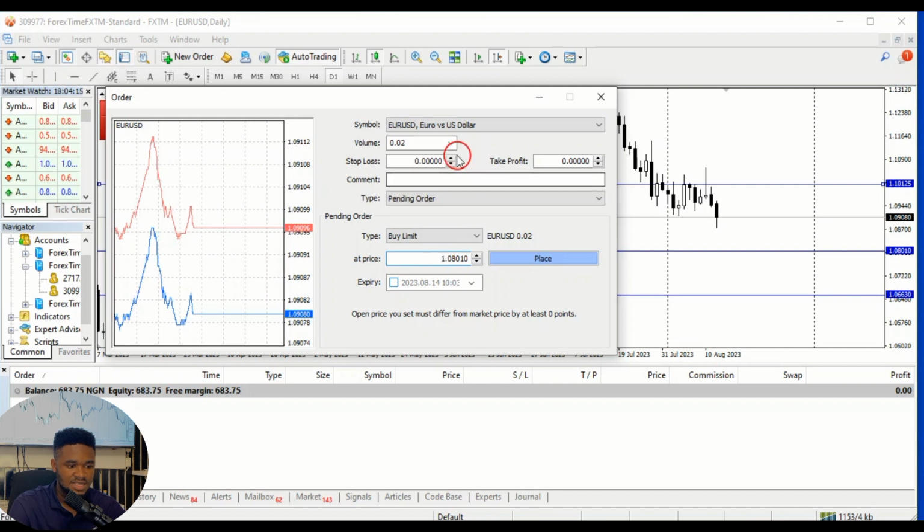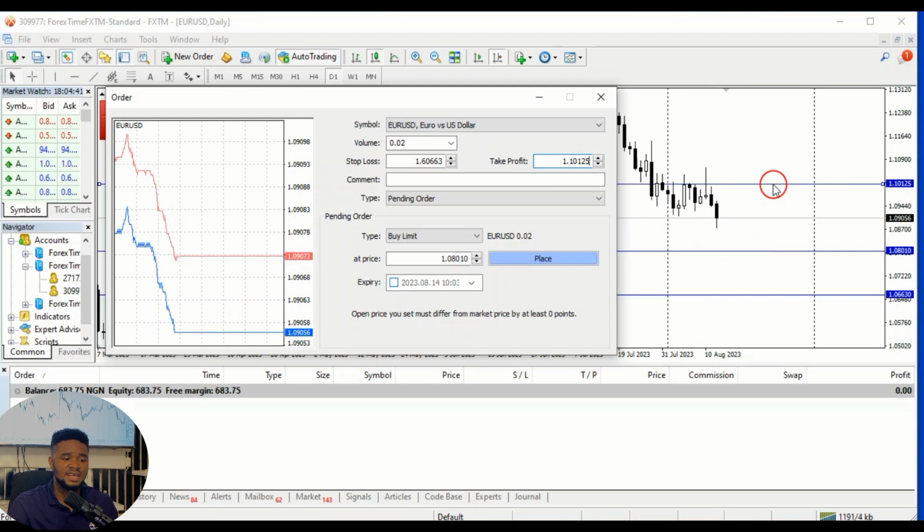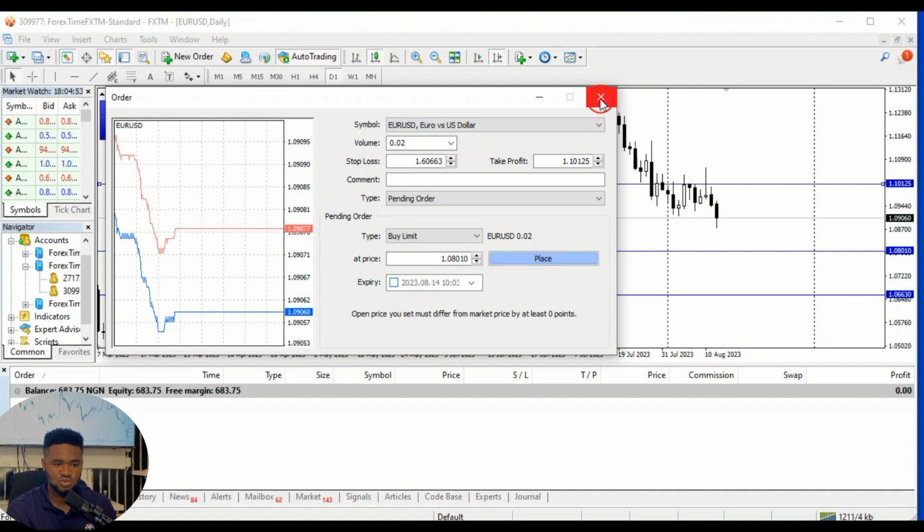1.08010. Yes, that's my buy. Then my stop loss, SL, that's stop loss, is 1.06630. That's my stop loss, and my take profit is above, 1.10125. This is how you do it. Somebody might give you a signal and tell you to use a buy stop, a sell stop, or a sell limit. This is how you do it. Very simple, and you place it. There's not enough money, so it's not going to work, but this is how you do it if it's a real account or a demo account.